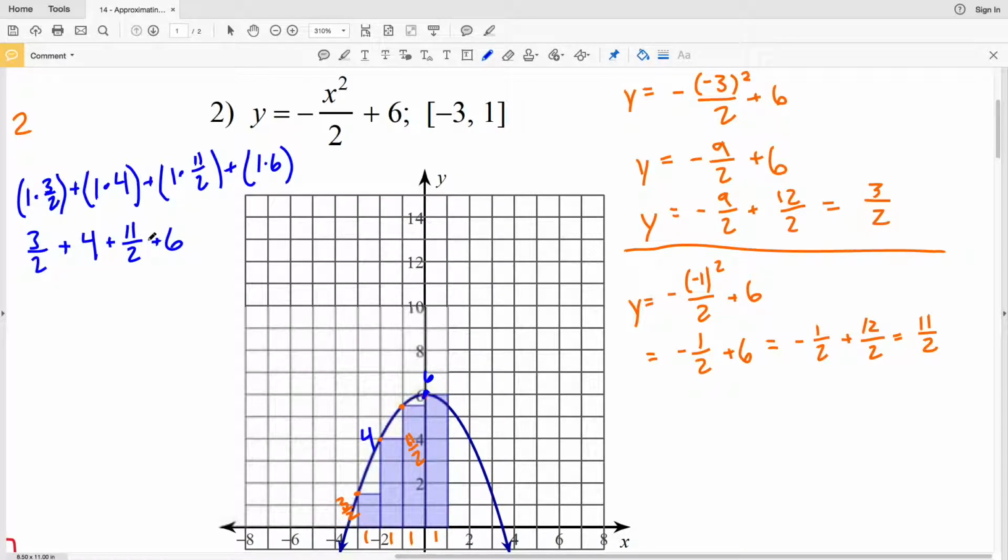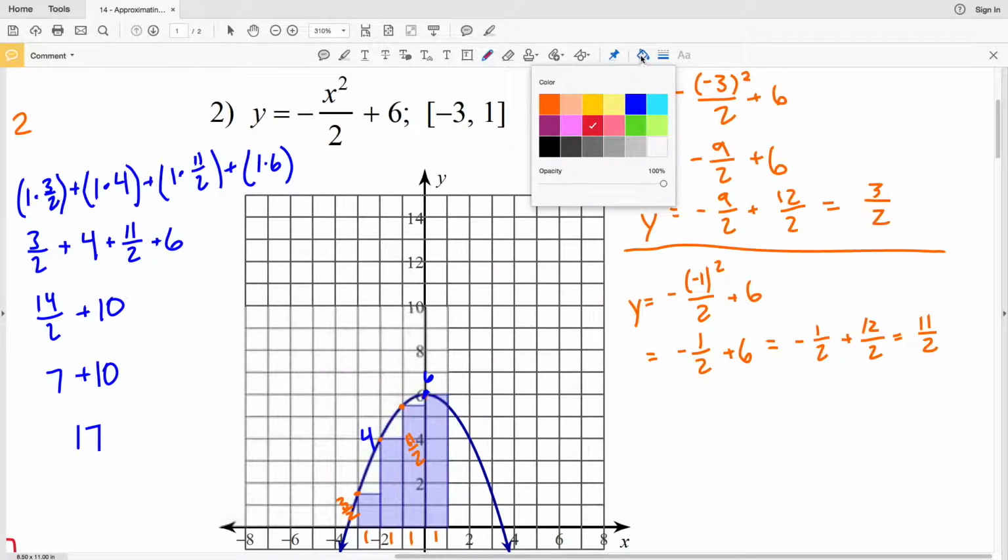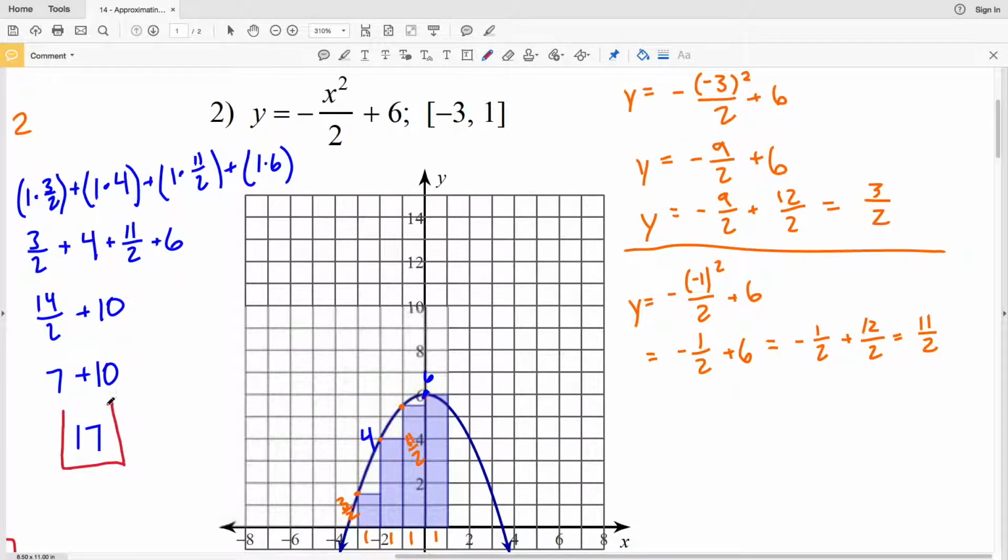Now, as opposed to writing all of these over 2, I know that 3 plus 11 is going to give me an even number, which is divisible by 2. So I'll have 14 halves, and I'll be adding that to, let's sum 4 and 6 together, so that will be 10. 14 over 2 is 7, so I'll have 7 plus 10, which equals 17. So my answer in number 2 is 17. The area of each of the rectangles summed together is 17.